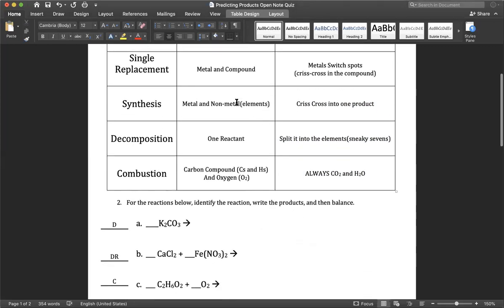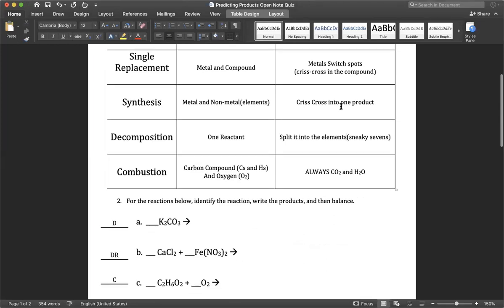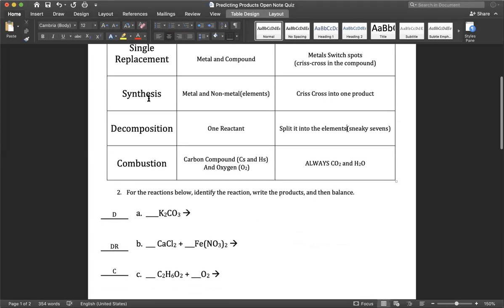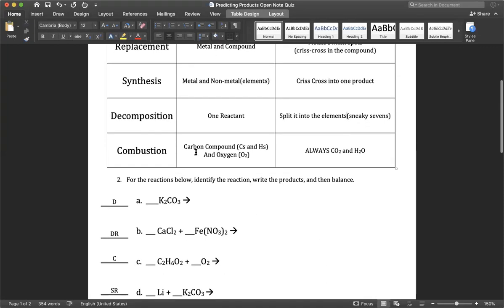In synthesis, you have to crisscross into 1 product. You're making 1 product, or synthesizing 1 product. In decomposing, you're breaking it apart into the elements. That's our rule for this class. It isn't always like that. And combustion is always CO2 and H2O.